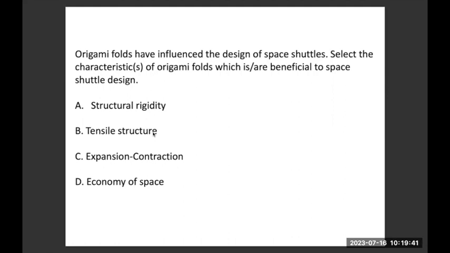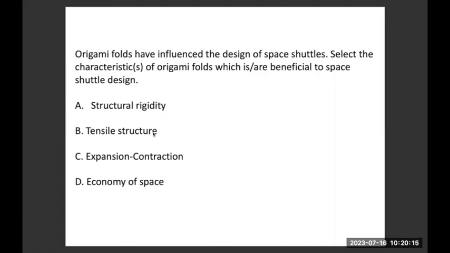in more features or more components with minimal space. Because of that attribute, origami folds are extensively used in space shuttle design. Also, they expand and they contract. So a big object can actually be made smaller using these folds. That's why the expansion and contraction attribute also helps in this case.